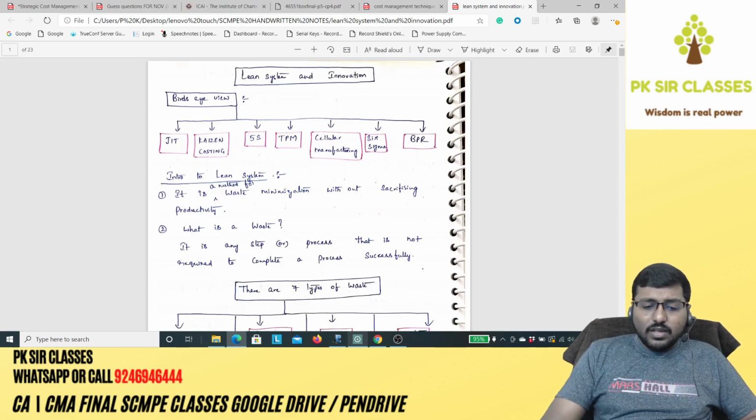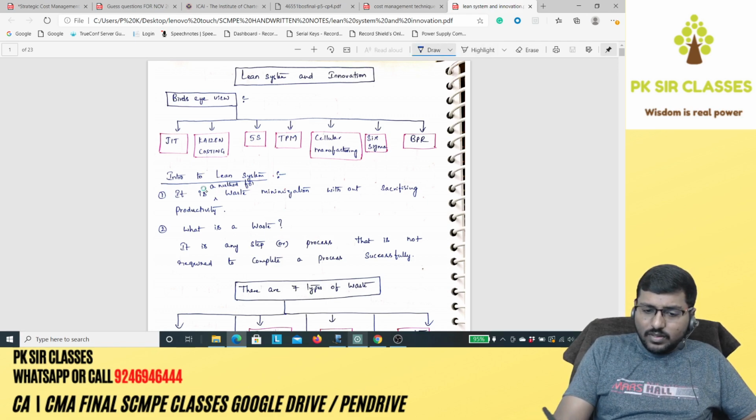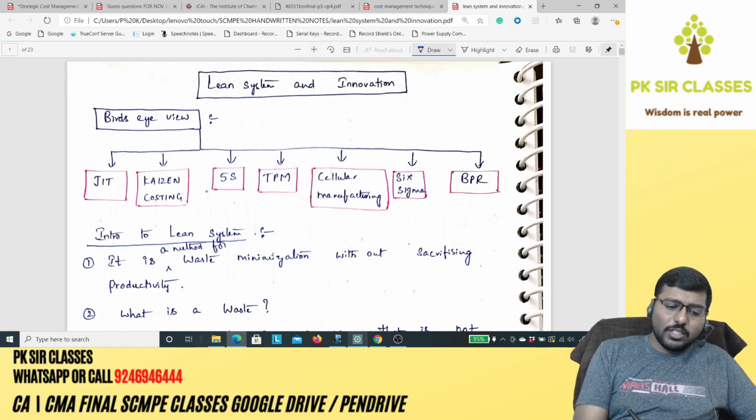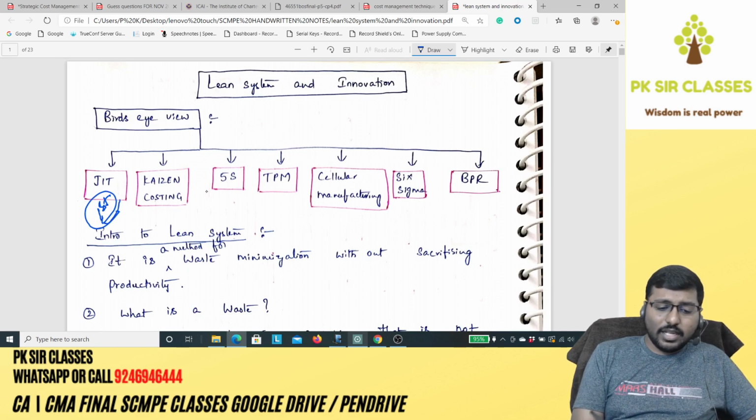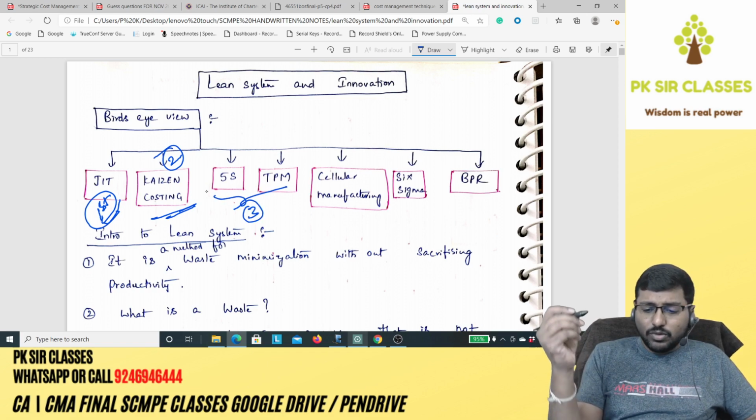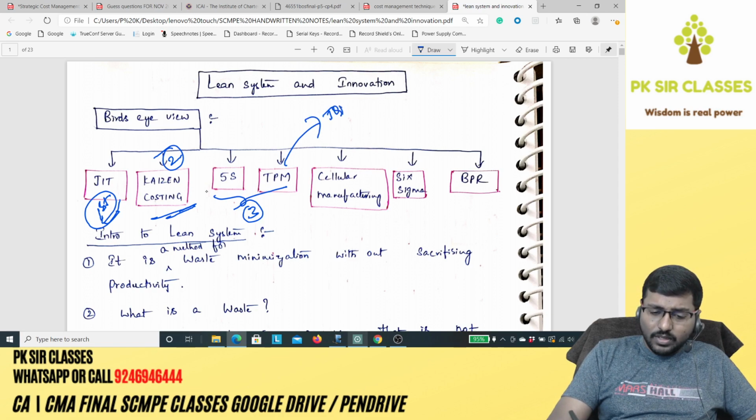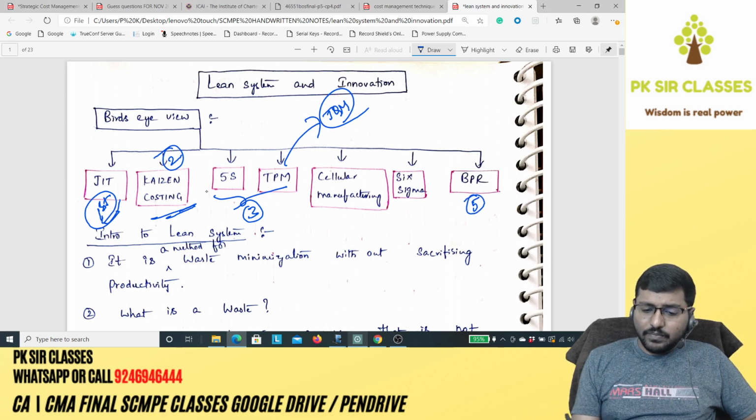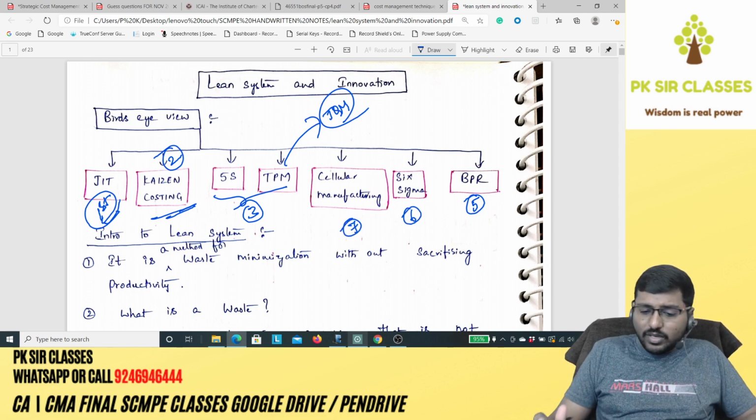As you can see here, I hope you guys are able to see. So the first preference will always be for JIT, just in time, Kaizen costing, followed by its second preference. Then third preference will be 5S and TPM, total productive maintenance, along with TQM. Fifth preference will be BPR, business process reengineering. Sixth will be Six Sigma, and seventh will be cellular manufacturing. You can read it in this particular order.